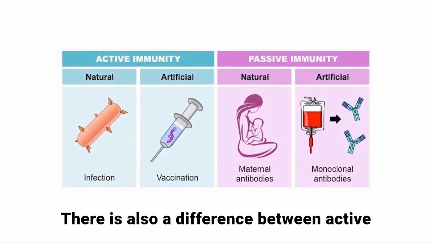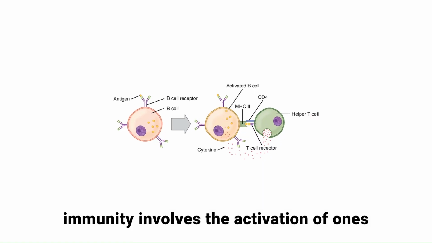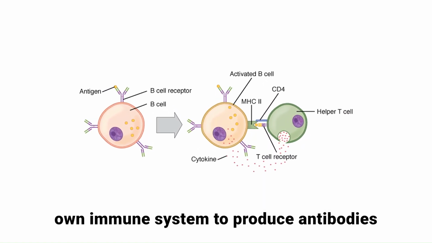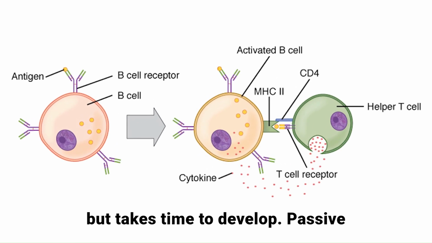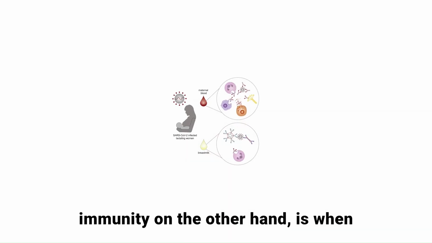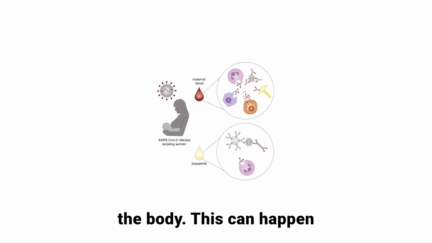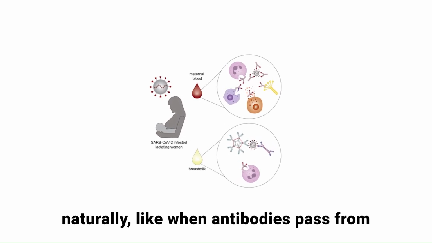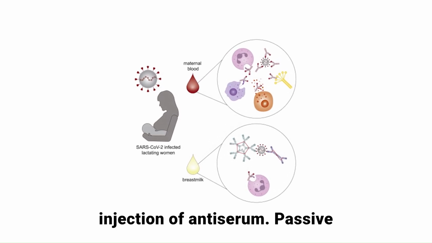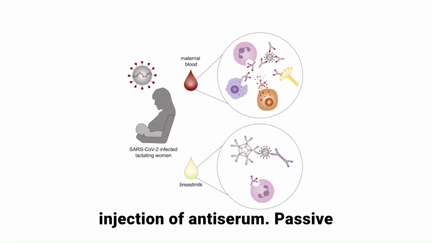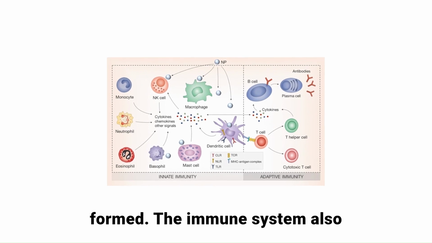There is also a difference between active and passive immunity. Active immunity involves the activation of one's own immune system to produce antibodies and memory cells. It is long-lasting but takes time to develop. Passive immunity, on the other hand, is when antibodies are directly transferred into the body. This can happen naturally, like when antibodies pass from a mother to her baby through breast milk, or artificially, such as through an injection of antiserum. Passive immunity provides immediate protection but is temporary, as no memory cells are formed.